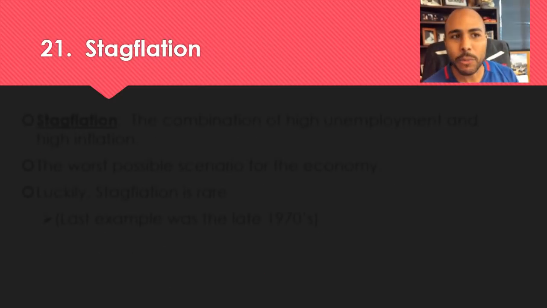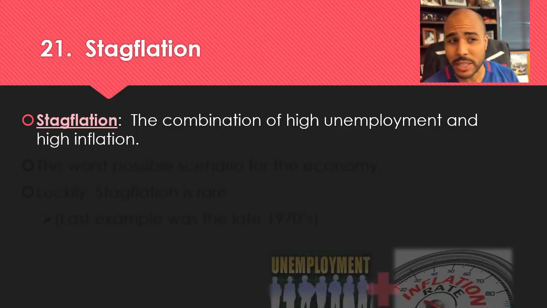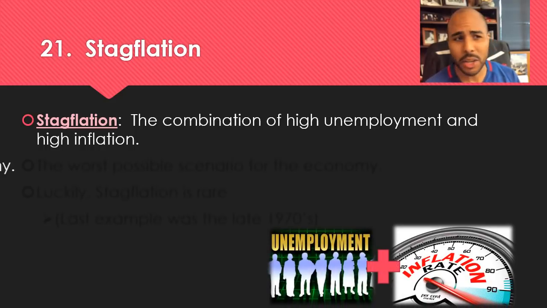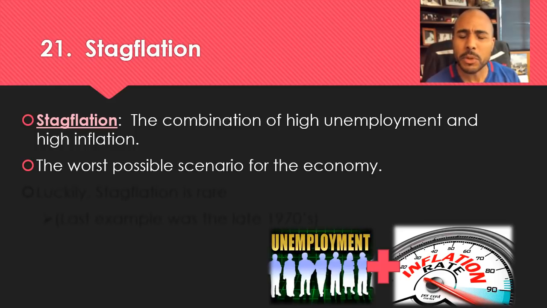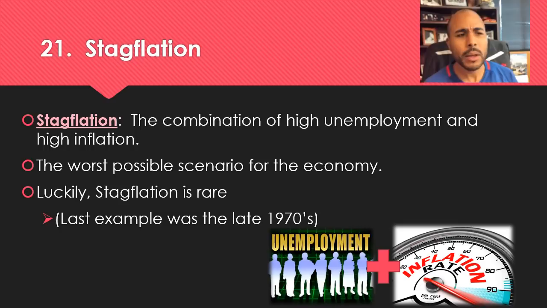All right, stagflation. This is the combination of high unemployment and high inflation at the same time, okay? Not good. This is really the worst possible scenario for our economy. Luckily, stagflation is pretty rare. The last time we saw major stagflation was in the 1970s. Stagflation back then was so bad, the cost of things like food was rising at the same time as unemployment was rising, and the economy was in such a tough position that it actually caused us to change the political party in power.